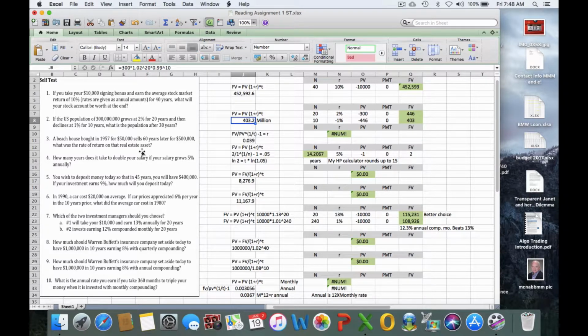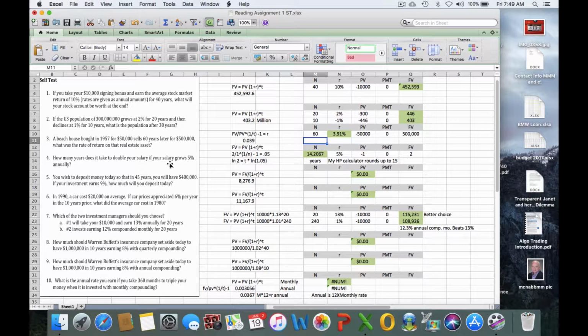Number 3, a beach house bought in 1957 for 50,000, sells 60 years later for 500,000. Plenty of heard stories like that. The formula, if you just slightly rearrange it to solve for just rate, future value divided by present value, raised to the 1 over number of periods, minus 1 equals rate. Calculator does it much easier. You've got, what, 60 years. Solving for rate, so we want to put in our input, 50,000. No other cash flows. 500,000 is a positive coming back to us. 3.9%.